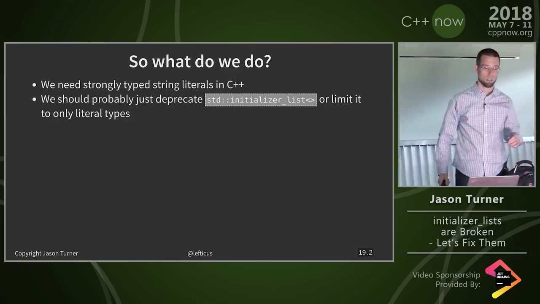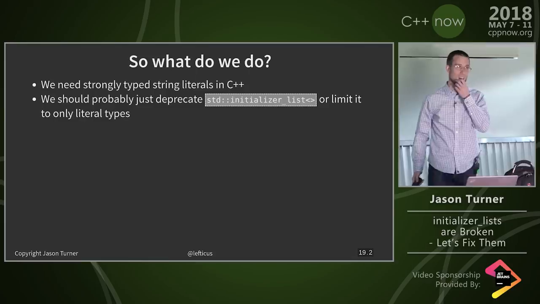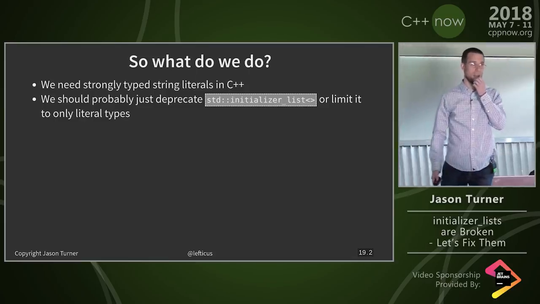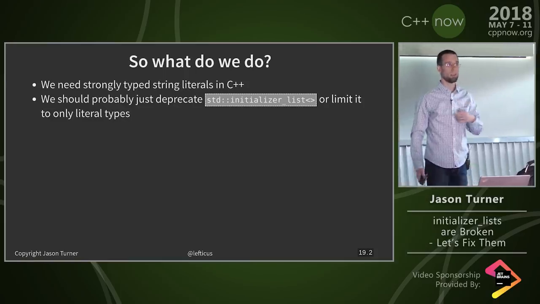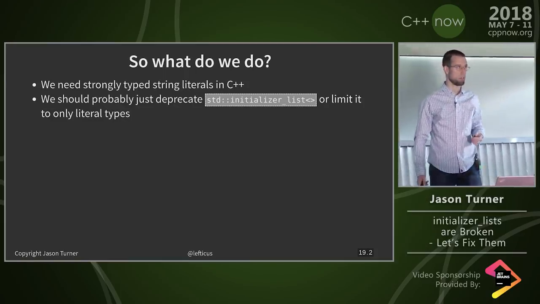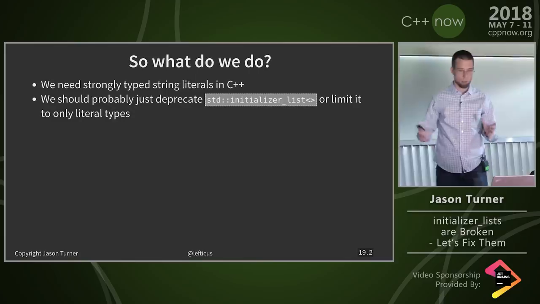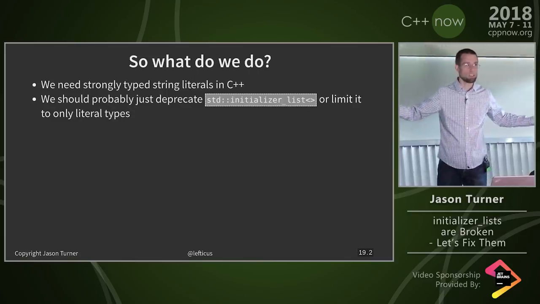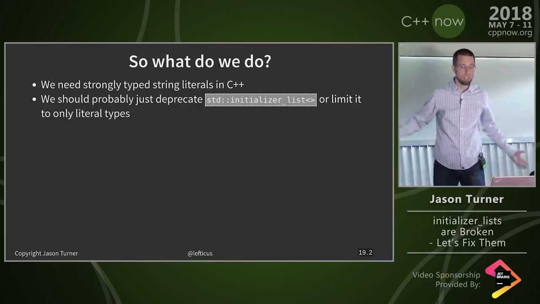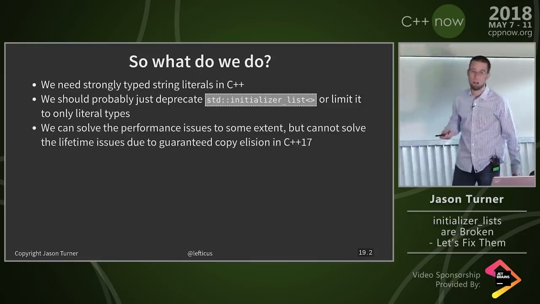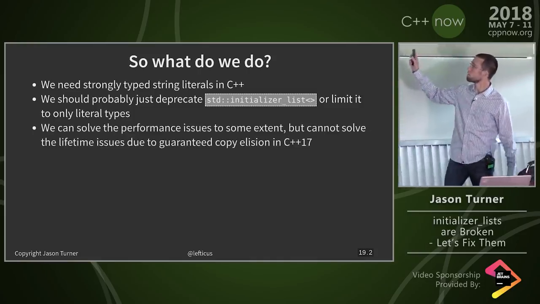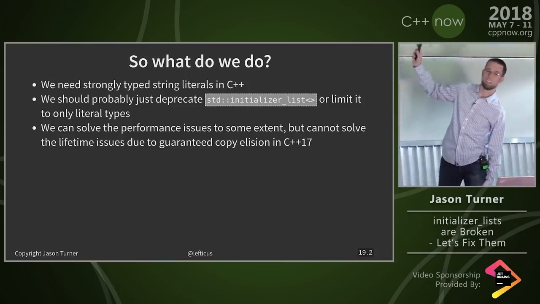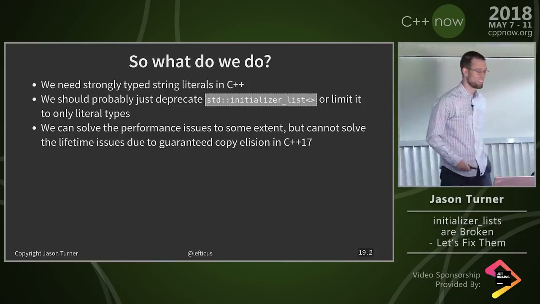Yes? Can I clarify? When you say strongly typed string literals, you mean strongly typed that carry the size? Yeah, I do. I mean, it can carry the size. There's no reason why you can't just let it convert to a const char star or something when you need to also. But why are we throwing away that information? We're just throwing away something that could be hugely helpful to the compiler. We can solve our performance issues to some extent, but cannot solve the lifetime issues due to guaranteed copy elision in C++17.